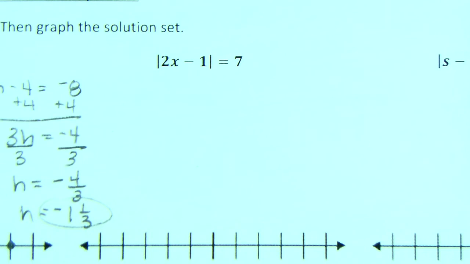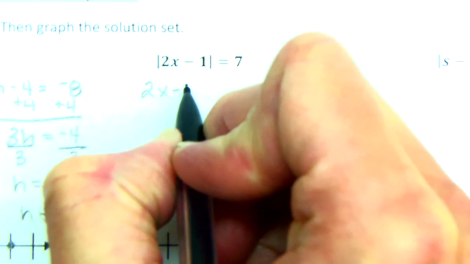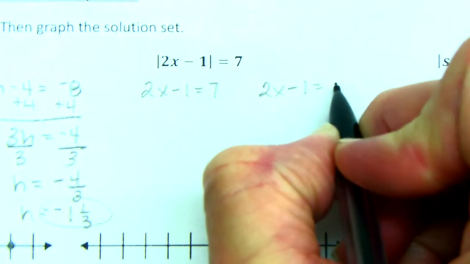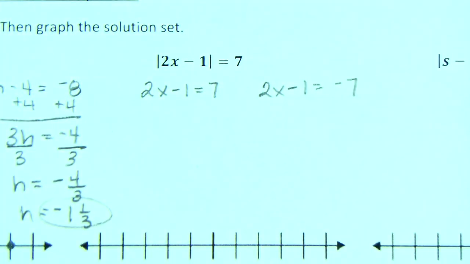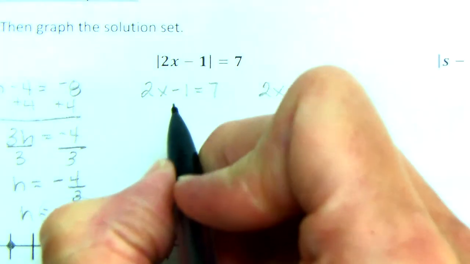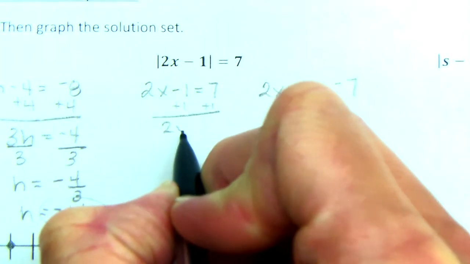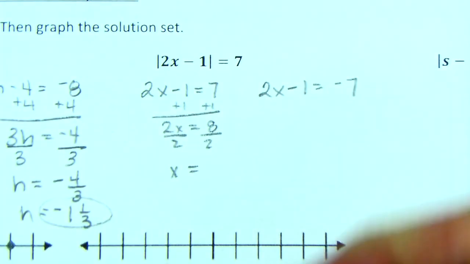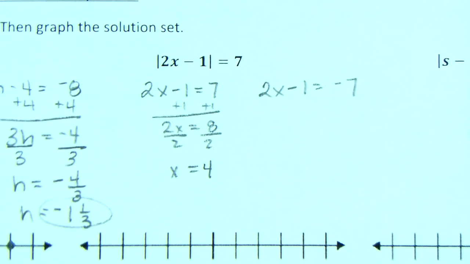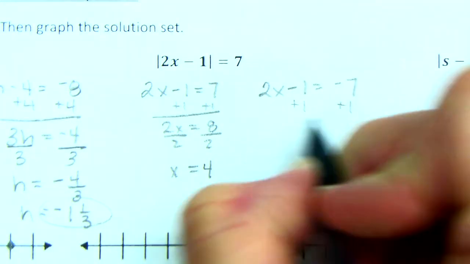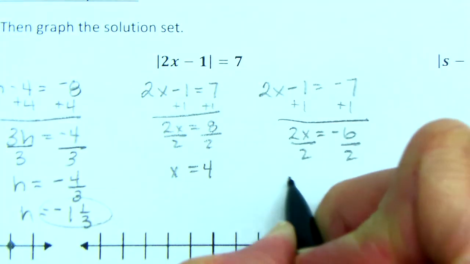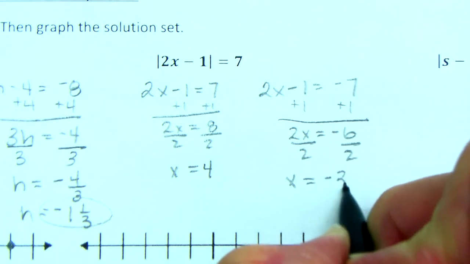We've got the absolute value of 2x minus 1 is 7, which means 2x minus 1 could have yielded a positive 7, and 2x minus 1 could have given you a negative 7 prior to taking the absolute value. So we've got two outcomes. We're going to add 1. 2x equals 8, which means when we divide by 2, x could have been 4. Okay, over here, add 1, and 2x equals negative 6. And when we divide, x could have also been negative 3.